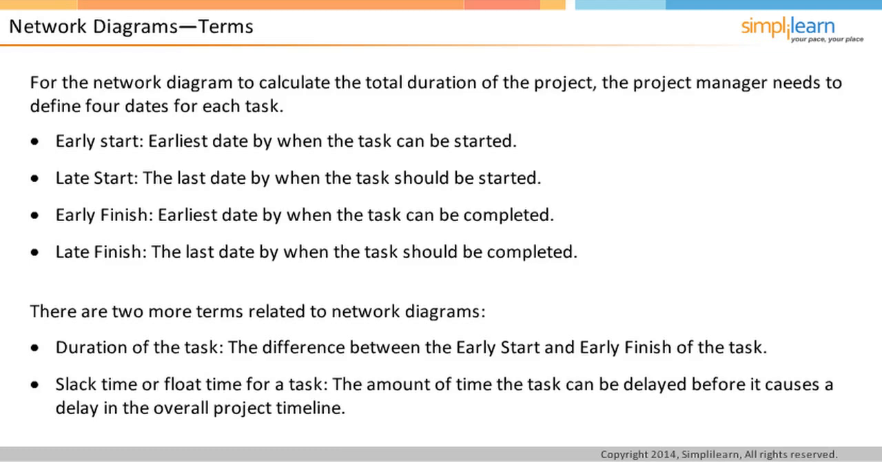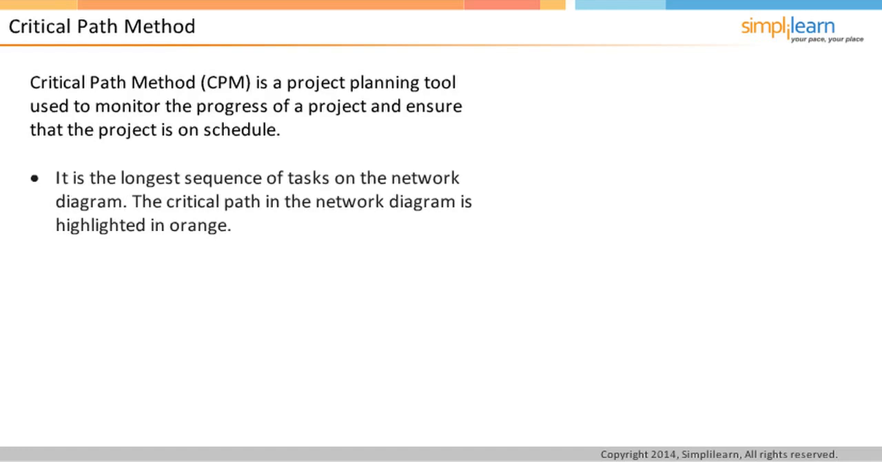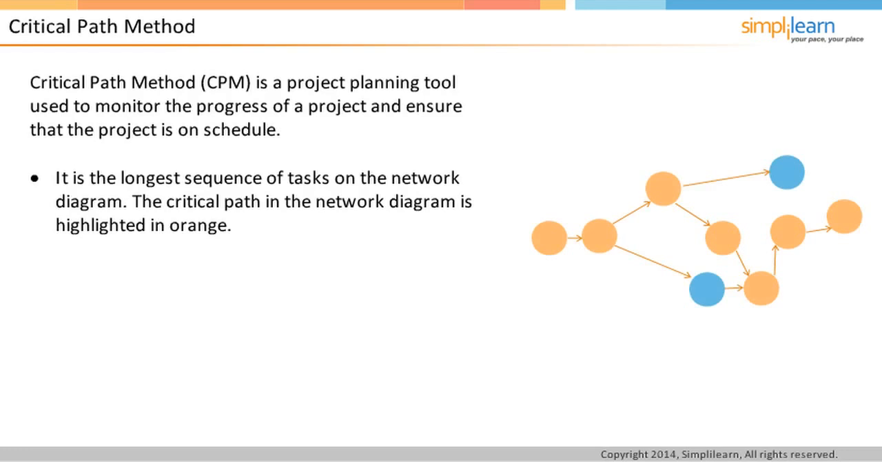Critical path method, also known as CPM, is an important tool used by project managers to monitor the progress of the project and to ensure that the project is on schedule. The critical path for a project is the longest sequence of tasks on the network diagram. The critical path in the given network diagram is highlighted in orange. Critical path is characterized by zero slack for all tasks on the sequence. This means that the smallest delay in any of the tasks on the critical path will cause a delay in the overall timeline of the project.